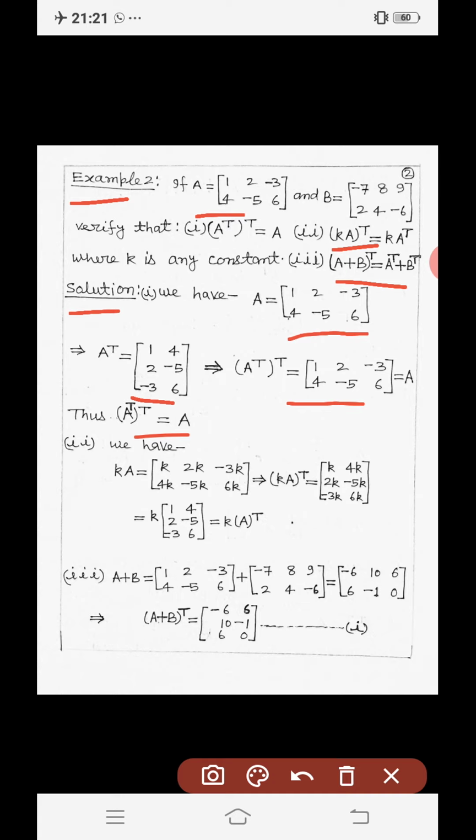Now KA is equal to K, 2K, -3K, 4K, -5K, 6K, meaning each and every element of matrix A is multiplied by K, and this implies that transpose of KA equal to K, 4K, 2K, -5K, -3K, 6K, and this is equal to K into the matrix having elements 1, 4, 2, -5, -3, 6, and this is equal to K A transpose.